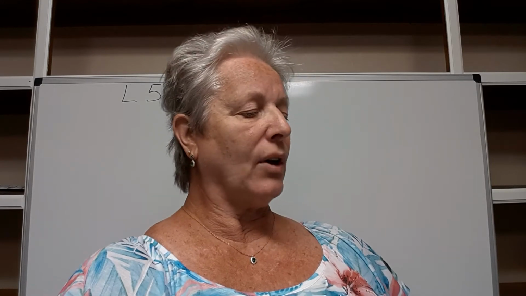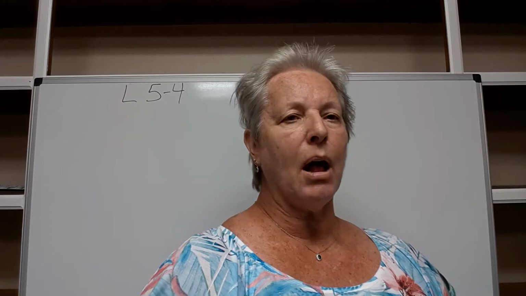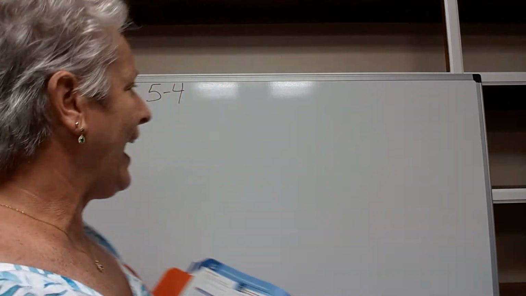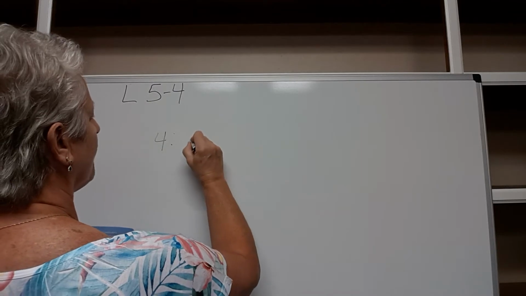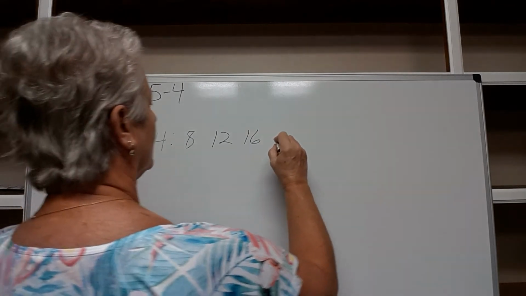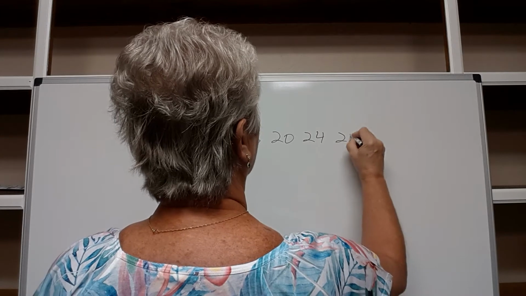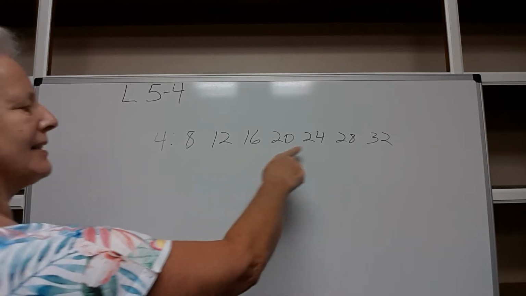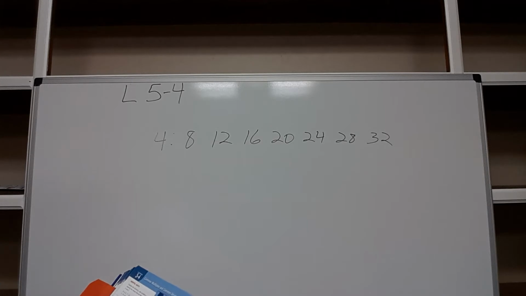So 5-4 is common multiples and common denominators. Common multiples is basically our multiplication tables for that number. If we have the common multiples for 4, we can use 4, 8, 12, 16, 20, 24, 28, 32, etc. We have 8 numbers here, multiples of 4.